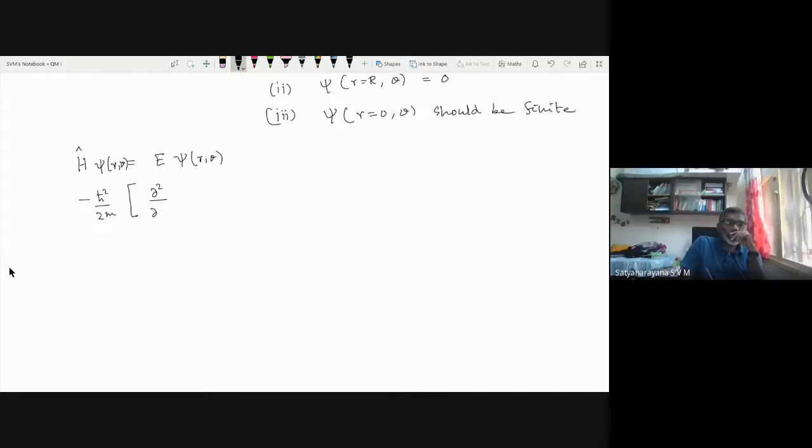So let's write that. Del square by del r square plus 1 over r into del by del r plus 1 over r square into del square by del theta square, acting on psi of r comma theta, is equal to E psi of r comma theta. So this is the equation.